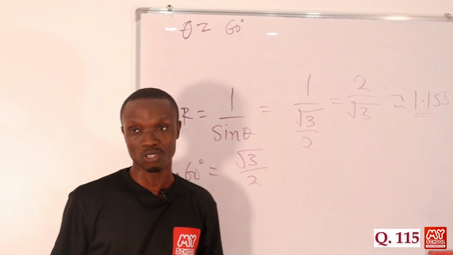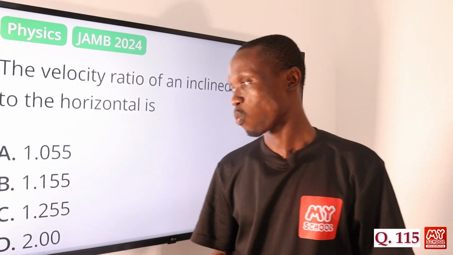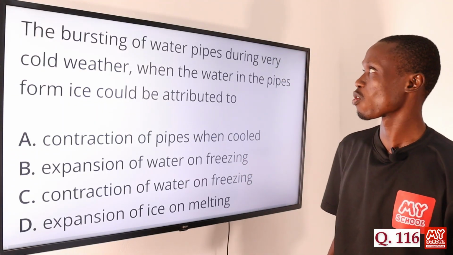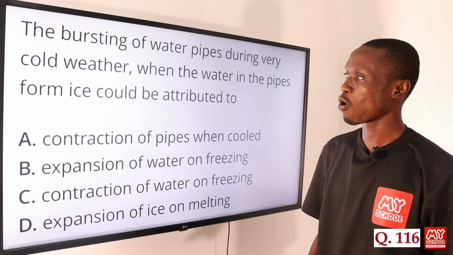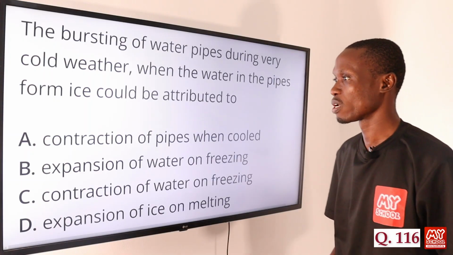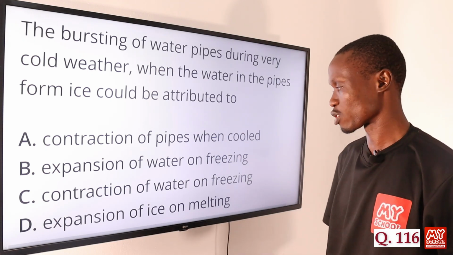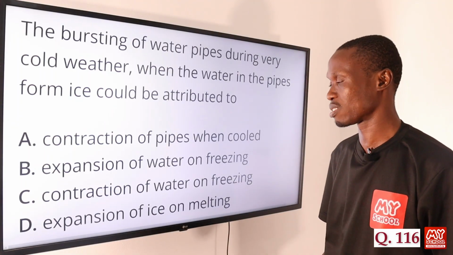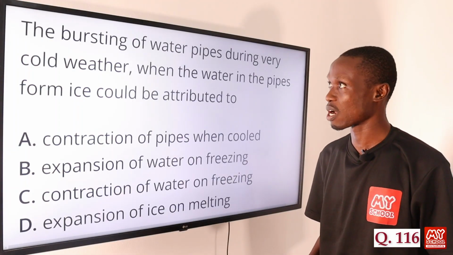So let's move over to the screen to pick the correct answer to this question, and that is option B, 1.155. Question 116. The bursting of water pipes during very cold weather, when the water in the pipes forms ice, could be attributed to A, contraction of pipes when cooled, B, expansion of water on freezing, C, contraction of water on freezing, and D, expansion of ice on melting. Okay, so the answer to this question is option B, expansion of water on freezing.